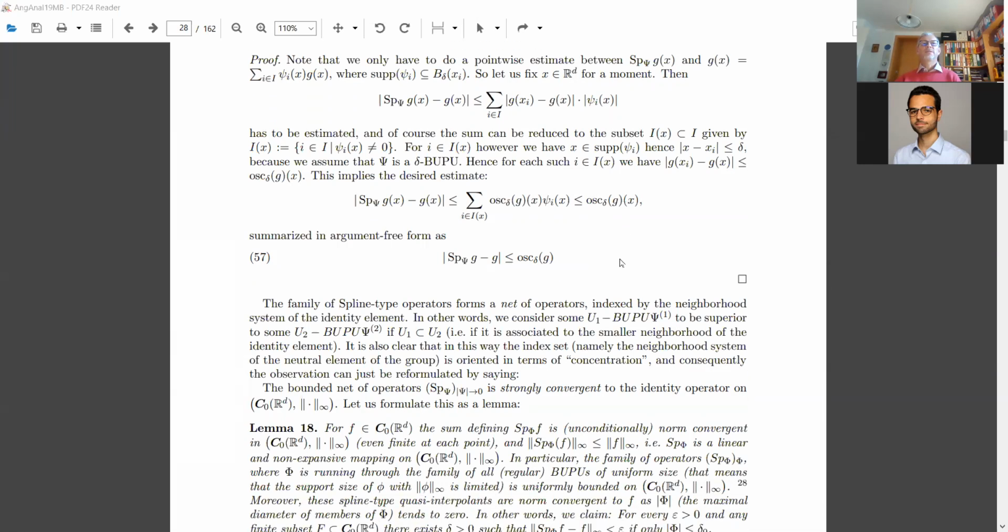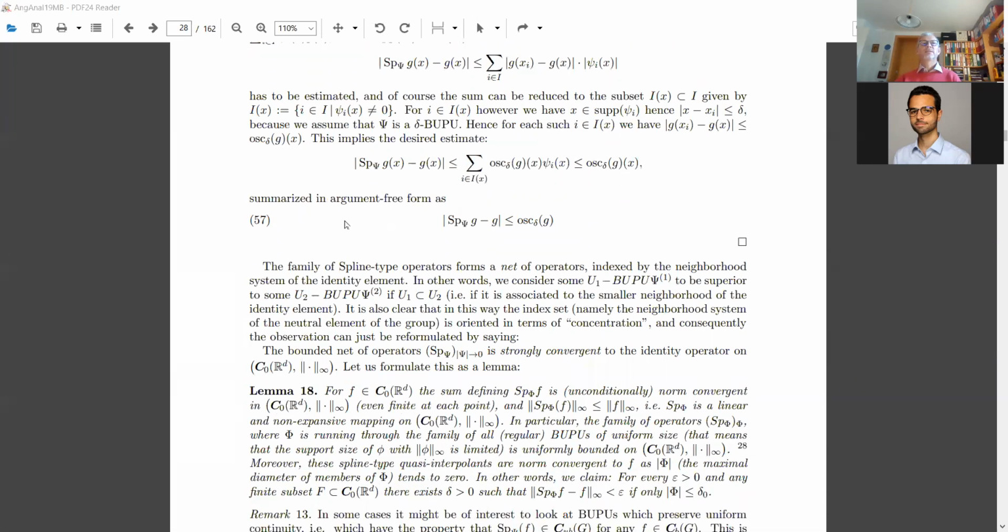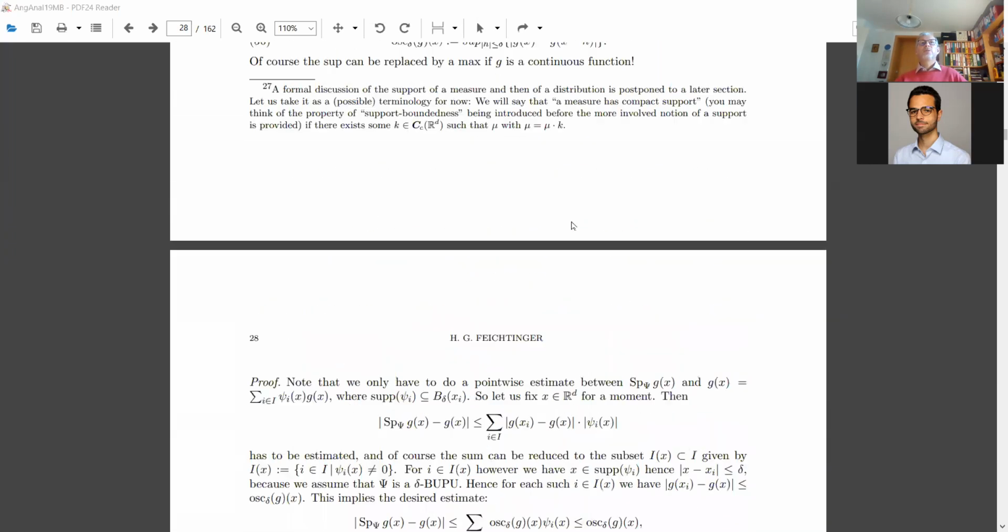So I like to write this in a pointwise sense, and write that the difference between the spline interpolation operator applied to g minus g, this is a function, and in absolute terms, it's not more than, by definition, the non-negative function which is the oscillation function. Now, the proof is finished, but I have to add one argument, of course.